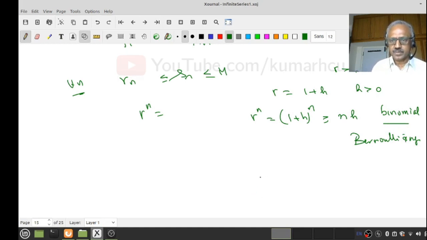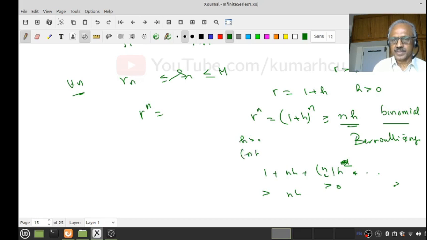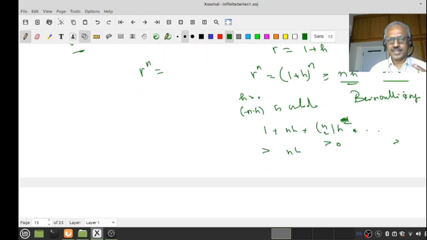This is going to be 1 plus nh plus n choose 2 times h squared and so on. These are all positive terms. Therefore, this is greater than nh. Right? h is positive, therefore, by the Archimedean property, nh is unbounded. So remember that I have gone through all the proofs quickly. This is the proof which happened in the first 10 lectures of real analysis, but we are quickly recalling the proof.